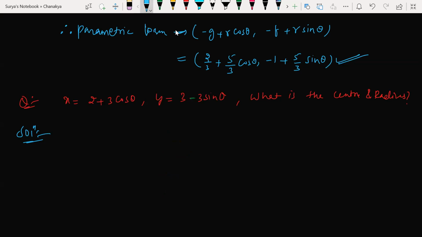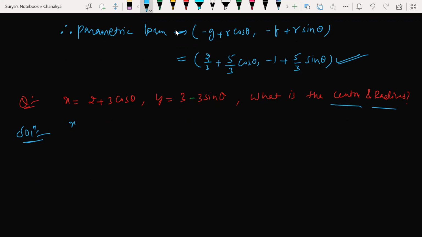Then what is an alternate method here? Tell me. What is the center and radius, I'm asking here?